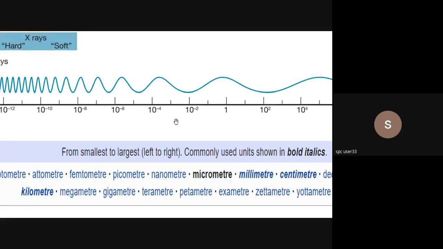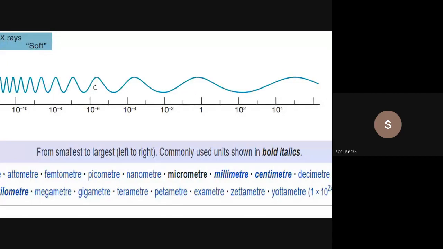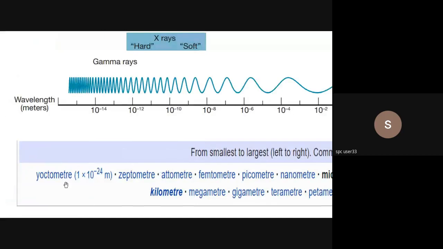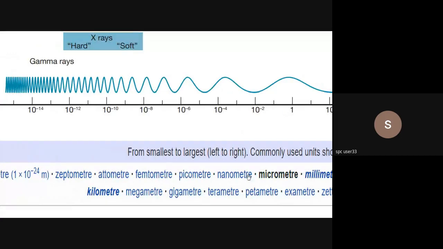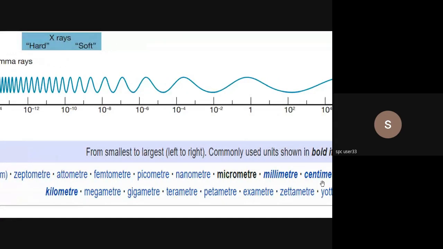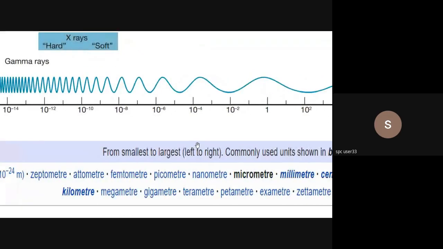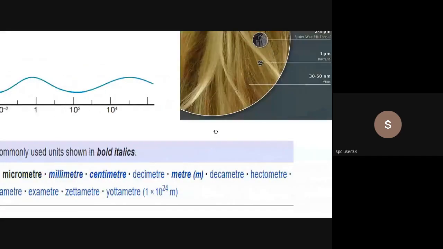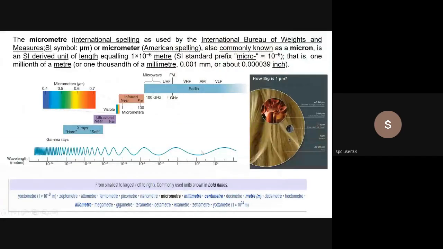On the other side, if you are forced to remember this, this is how you remember. This is plus 24. This is yottameter, so this is Y, and this is Y as well. This is zettameter, and this is zeptometer, so Z again. These two things can easily be remembered. And then you have the exameter, petameter, terameter, gigameter, megameter, kilometer. And then you come down to hectometer, decameter, and meter. This is for information purposes.